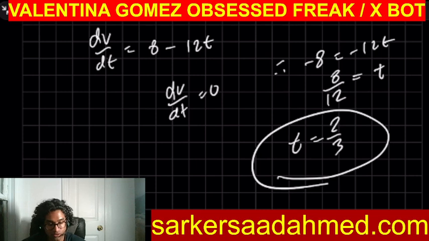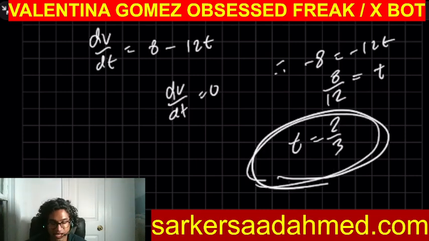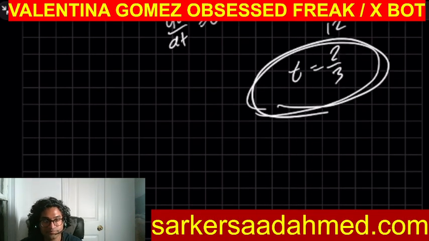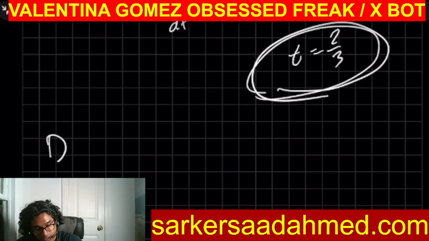Cool. But you know your time step. Let's say dv by dt, your acceleration, is 0. Then 8 minus 12t, the time it takes for the acceleration to reach 0 will be 2 by 3, because minus 8 being minus 12t, and then t will be 8 by 12, which is 4 by 6, which is 2 by 3, right? Direction change.